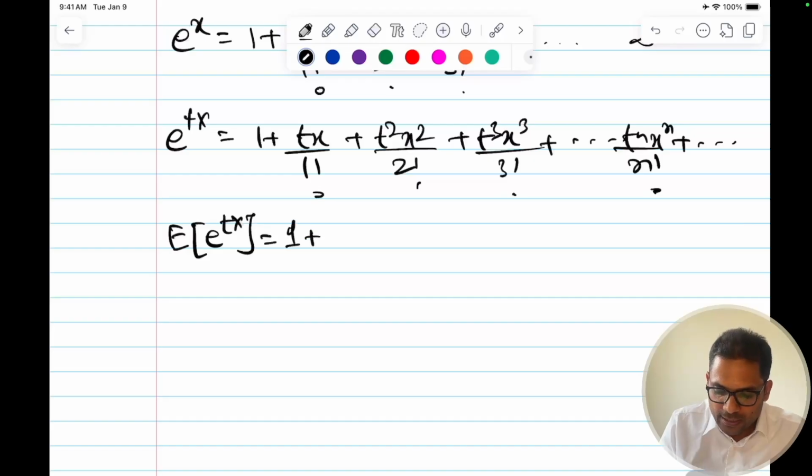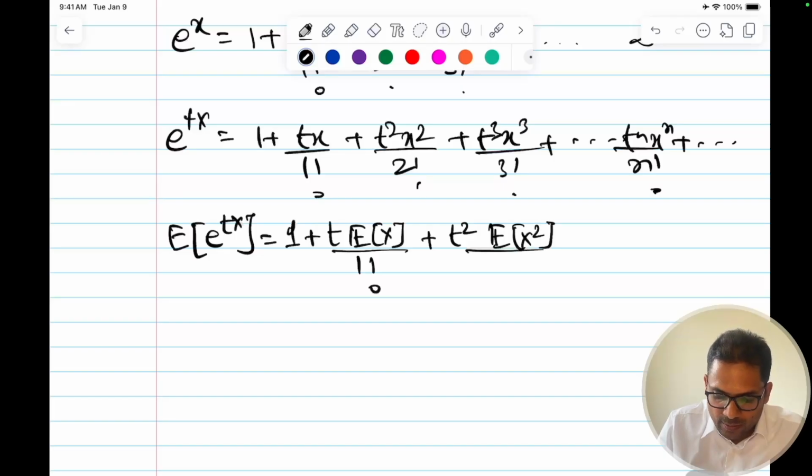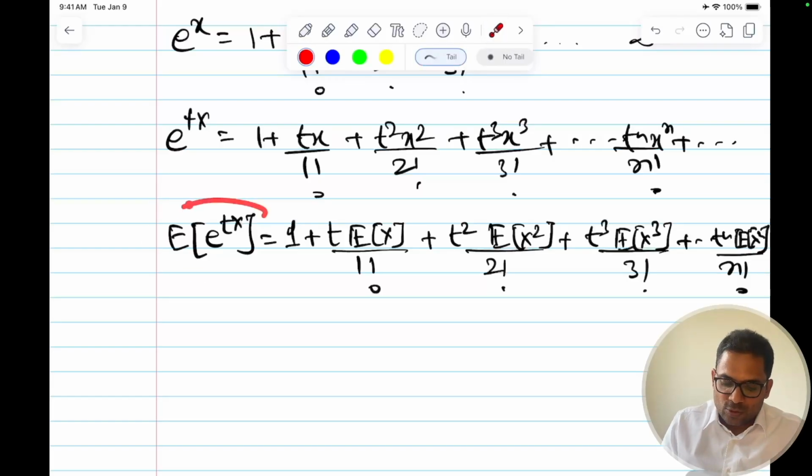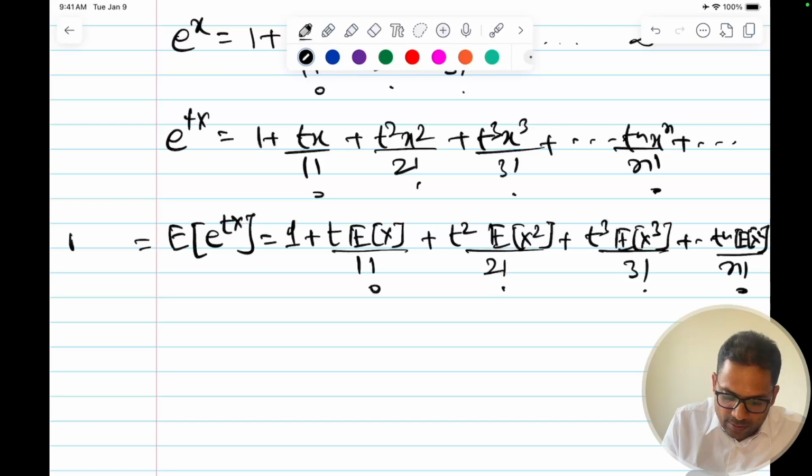So this will become 1 plus t times expectation of x by 1 factorial plus t square times expectation of x square by 2 factorial plus t cube times expectation of x cube by 3 factorial, and so on. Here I'll write one more term, say for example t to the n times expectation of x to the power n by n factorial. This is the expectation of e to the power tx, which is nothing but our M_X(t), our MGF, moment generating function.